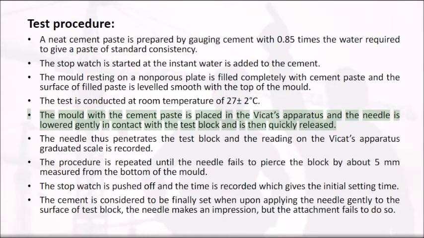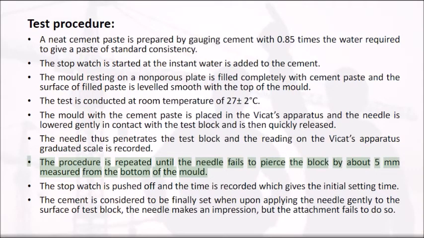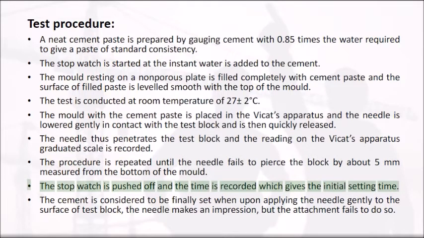The mold with the cement paste is placed in the Vicat apparatus and the needle is lowered gently in contact with the test block and is then quickly released. The needle thus penetrates the test block and the reading on the Vicat apparatus graduated scale is recorded. The procedure is repeated until the needle fails to pierce the block by about 5 mm measured from the bottom of the mold. The stopwatch is stopped and the time is recorded, which gives the initial setting time.